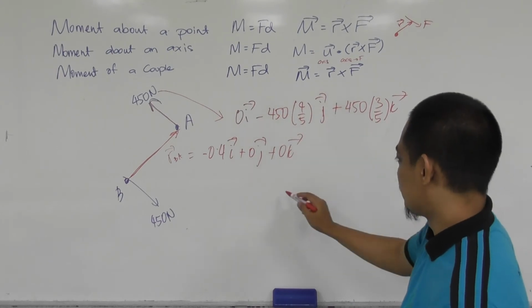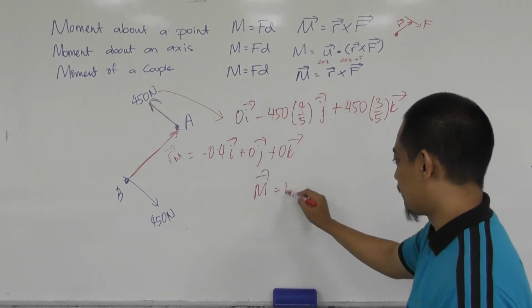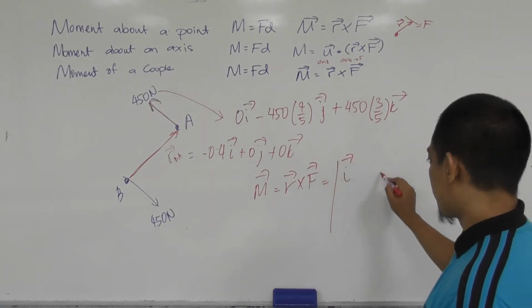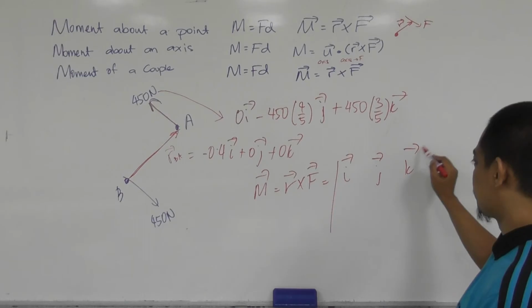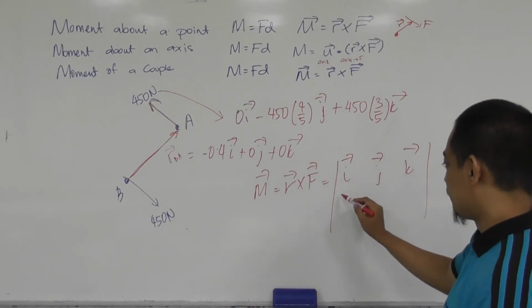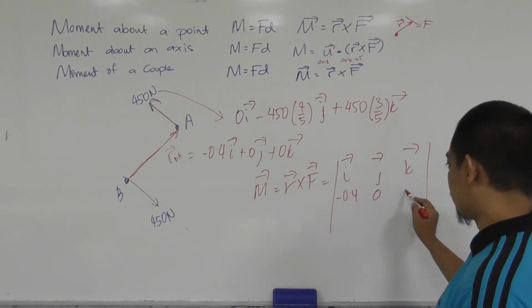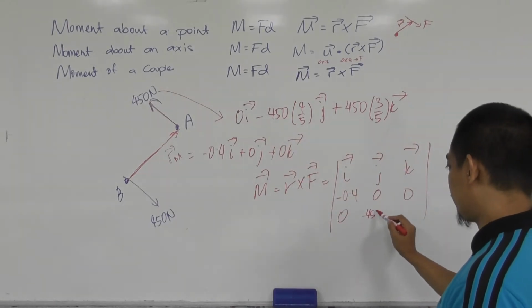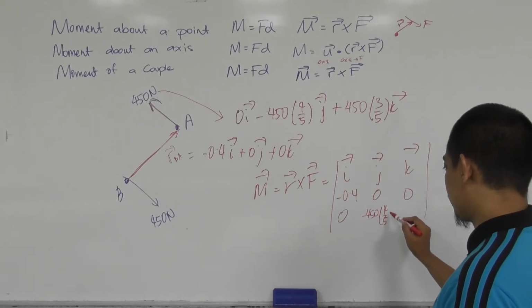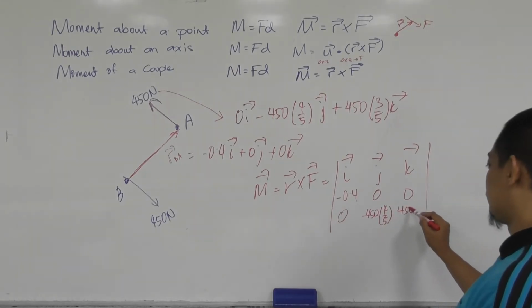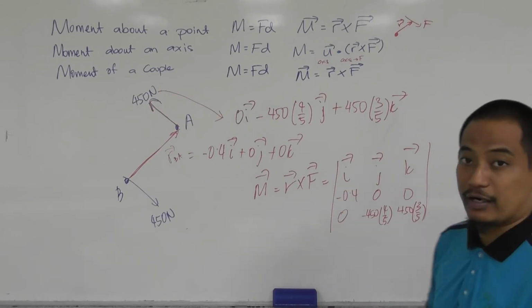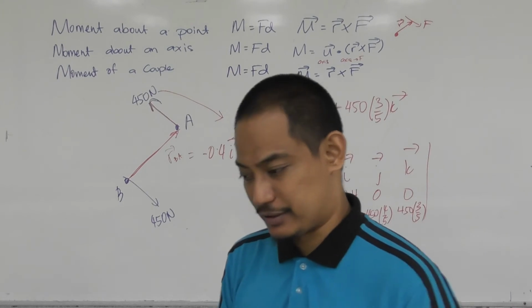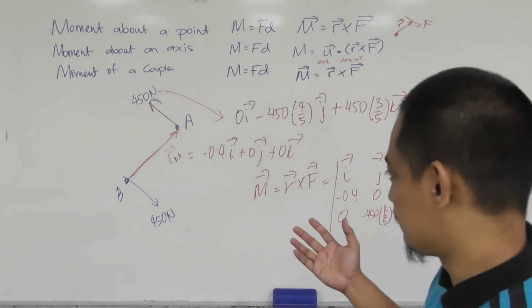So you'll get M equal to R cross F equal to the determinant of I J K, and then the R component, which is minus 0.4, 0, 0, and then the F component, which is 0, minus 450 times 4/5, 450 times 3/5, and you can calculate that until the end. So that's how you approach a question like this.